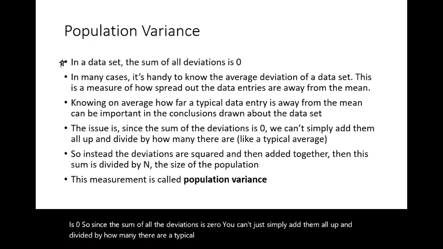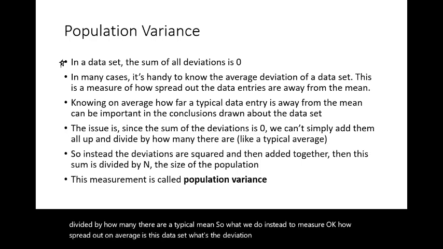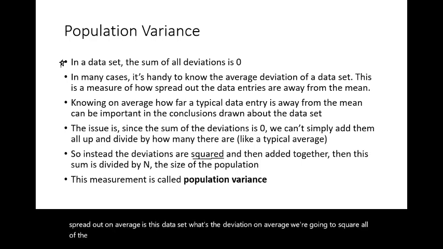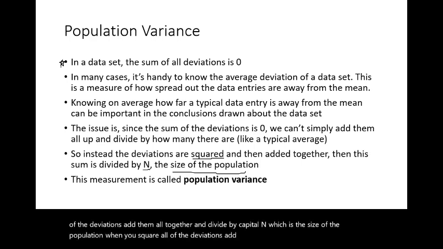So what we do instead to measure, okay, how spread out on average is this data set? What's the deviation on average? We're going to square all of the deviations, add them all together, and divide by capital N, which is the size of the population. When you square all of the deviations, add them up, and divide by population size, you get what is called population variance.